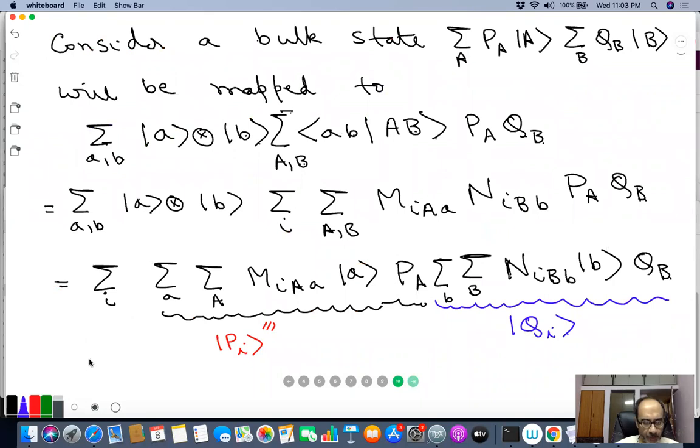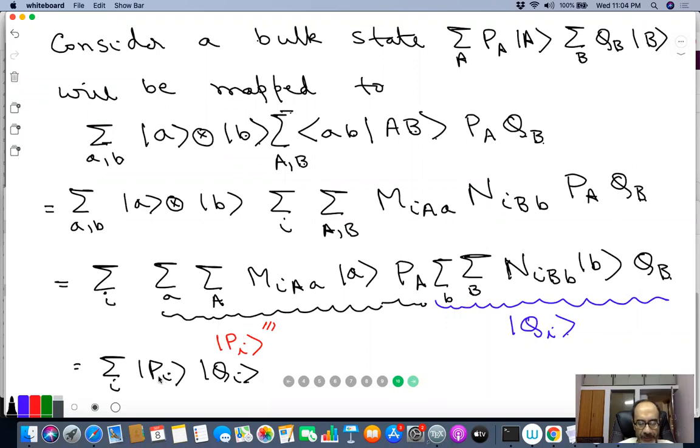So I write it once more: sum over I, P_i Q_i. Is this okay? So this is the representation on the boundary of this state in the bulk. So if you have a logical state, then its map to the physical Hilbert space is given here.